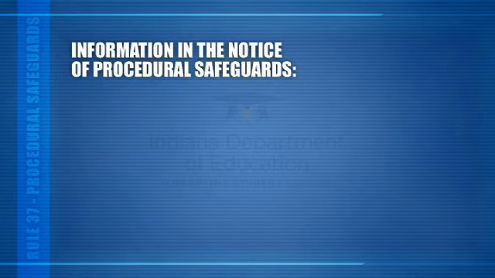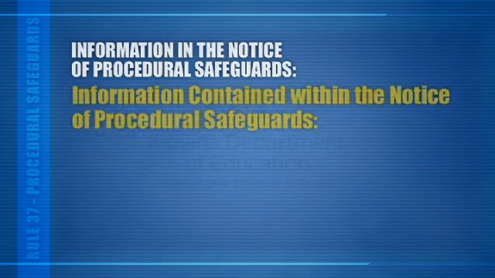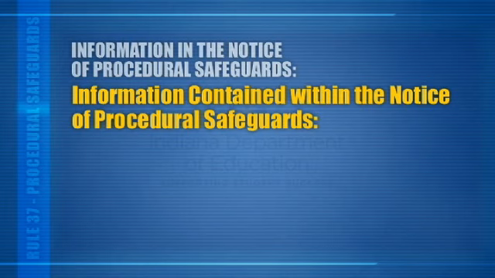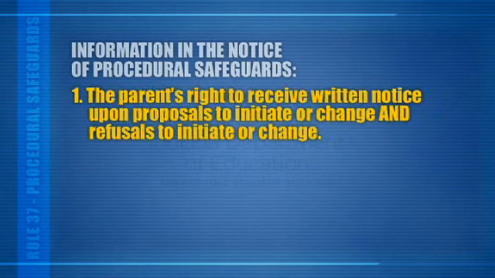What information is contained within the Notice of Procedural Safeguards? The written Notice of Procedural Safeguards must include a full explanation of 19 different topics. 1. The parent's right to receive written notice before the public agency proposes to initiate or change, or refuses to initiate or change, the identification, evaluation, educational placement of the student, or provision of a free, appropriate public education to the student.